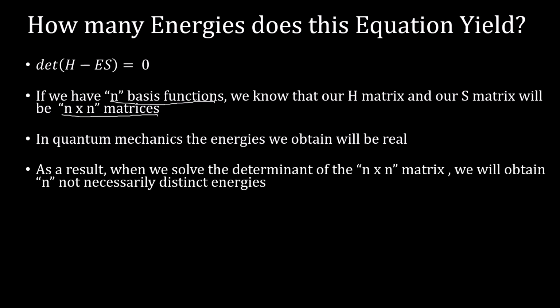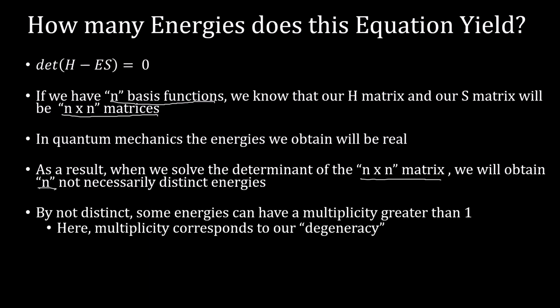So putting this all together, when we solve our secular determinant equation, which involves an N by N matrix, we will obtain N not necessarily distinct energies. And what I mean by not necessarily distinct energies is that we could end up with a multiplicity greater than 1. So for example, let's say when we solve our secular determinant equation, we get something like E squared times (E minus 1) is equal to 0. What we find then is that the energy E equal to 0 has a multiplicity, I'm just going to abbreviate, of 2.